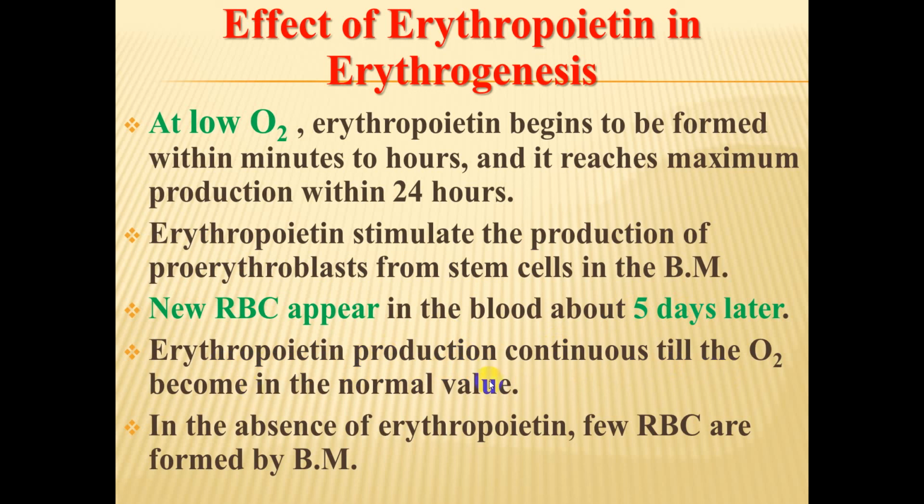We will have stimulation, the kidney sensing the low level of oxygen. When oxygen returns to the normal level, there will be inhibition of erythropoietin production. This is one of the homeostasis processes. In the absence of erythropoietin, a few RBC are still formed by bone marrow. Production does not stop, but it increases in the presence of erythropoietin from bone marrow.